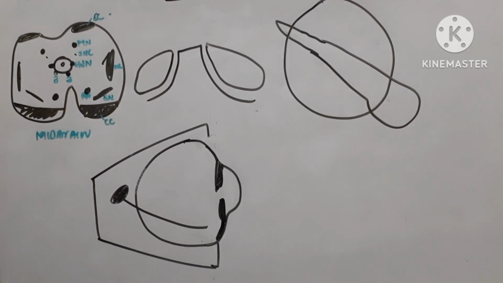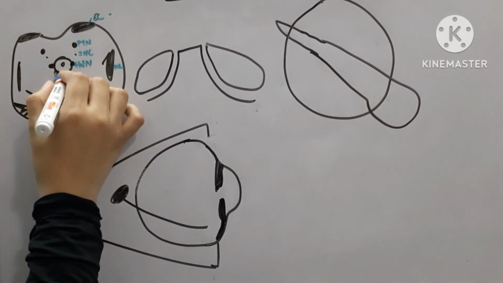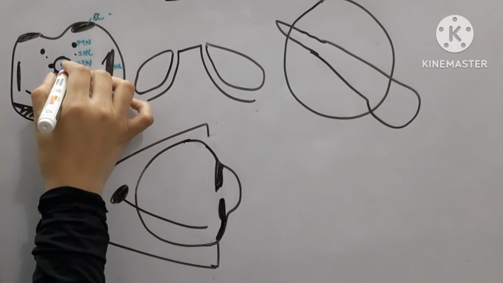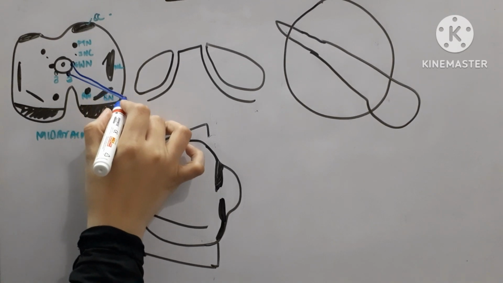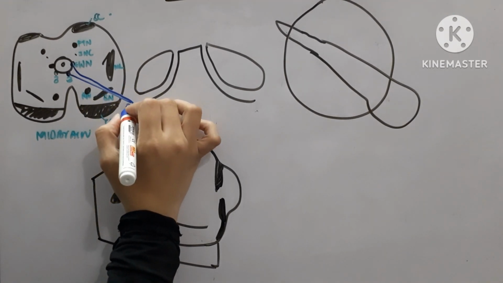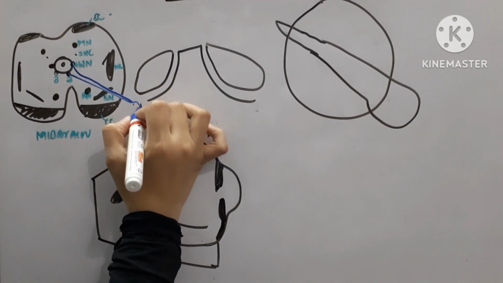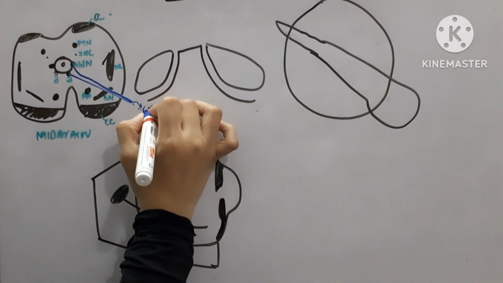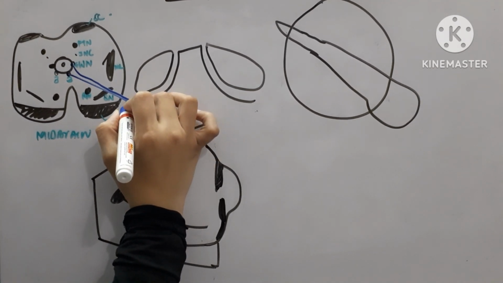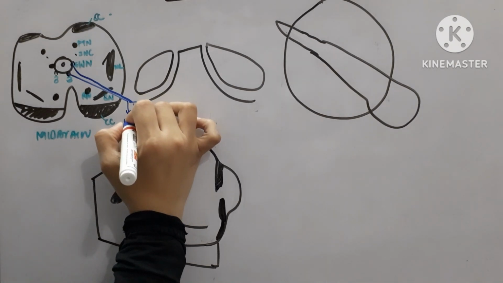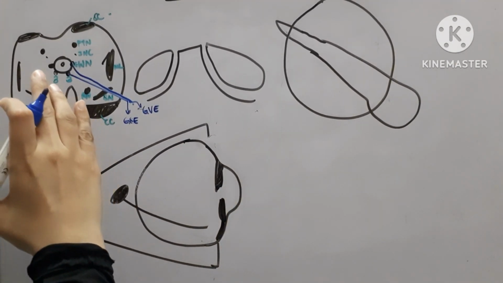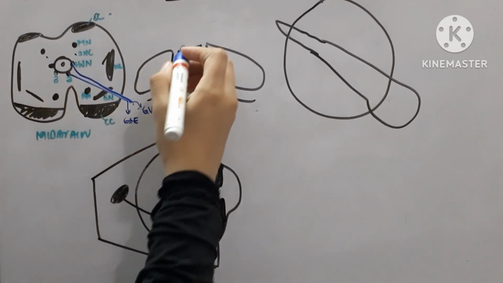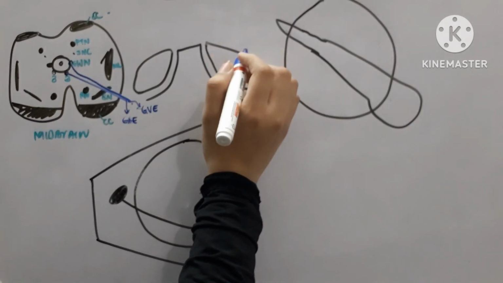What happens from here is, along with the third cranial nerve, the parasympathetic fibers from the Edinger-Westphal nucleus also travel along with it. These parasympathetic fibers are general visceral efferent fibers, and these are general somatic efferent. After leaving the midbrain, it travels ventrally and enters into the cavernous sinus.